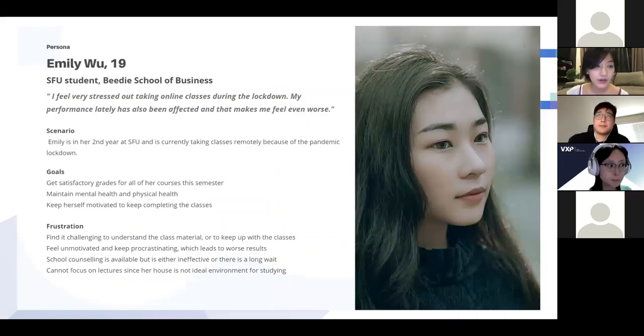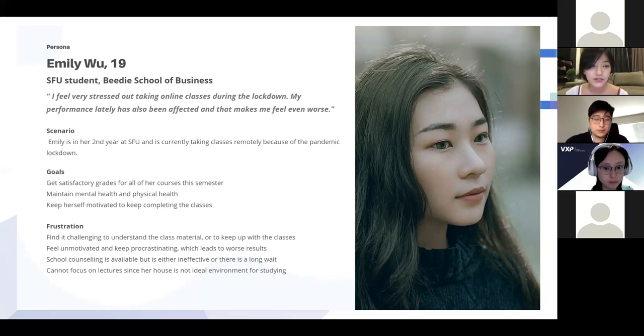So we have an example over here. This is a persona of a girl, Emily, a student who is struggling with taking classes online. You might have surveyed or interviewed a bunch of students to come up with this. Important insights could include, but are not limited to, goals, frustrations, pain points, motivation, applications that they use if applicable, etc. You tend to give this person a name, fixed scenario, and quote to make them seem relatable.